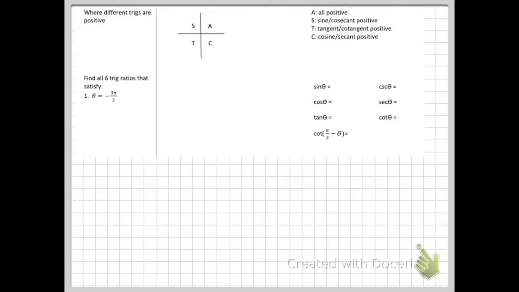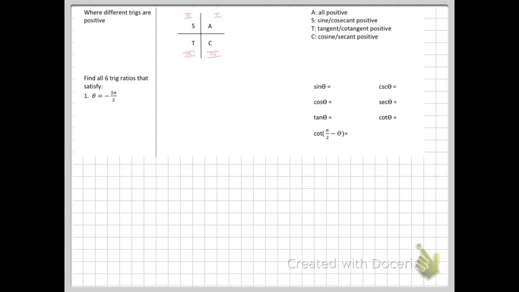Okay, where different trigonometry ratios are positive. So we have our quadrants, and you should be learning by now, this is quadrant 1, 2, 3, and 4. It goes counterclockwise just like the unit circle does. In quadrant 1, they are all positive. That's what the A stands for. So on the side there's a key, right? In quadrant 2, sine and its reciprocal, cosecant, are positive. In quadrant 3, tangent and its reciprocal, because when you flip something over, it doesn't make it negative. So tangent and cotangent are positive. And in quadrant 4, cosine and secant are positive.